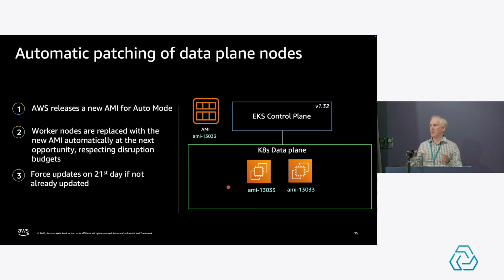We also set some limits on that. By default, we restart nodes every 14 days. That can be extended to 21 days, which leads me to think that the EKS Auto Mode team were blackjack players.